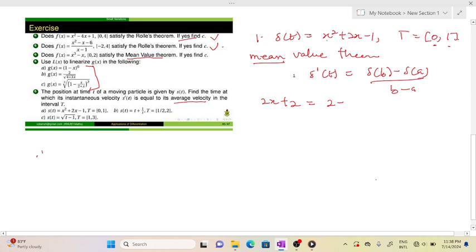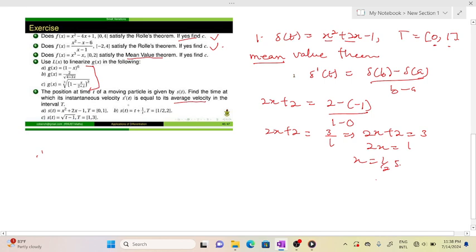So putting 0, I'll have negative 1. So I'll put my negative 1 here, all over my b, which is 1 minus 0, okay? So 2t plus 2 will be equal to 3 on 1, and that is 3. So obviously, I'm going to have 2t plus 2 equal to 3. Therefore, 2t will be equal to 1. t should be half, right? So now, for the first part, we are saying that at time t equals half second, or 0.5 second, our instantaneous velocity will be equal to the average velocity. That is for this part.